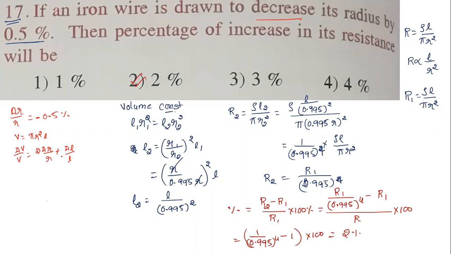How are we going to find the error? So delta V by V, is the volume going to change? No, so it will become 0. 2 times delta R by R is how much? 0.5%. So it is minus 0.5 plus delta L by L, which we need to find out. Delta L by L will come to this side, right?